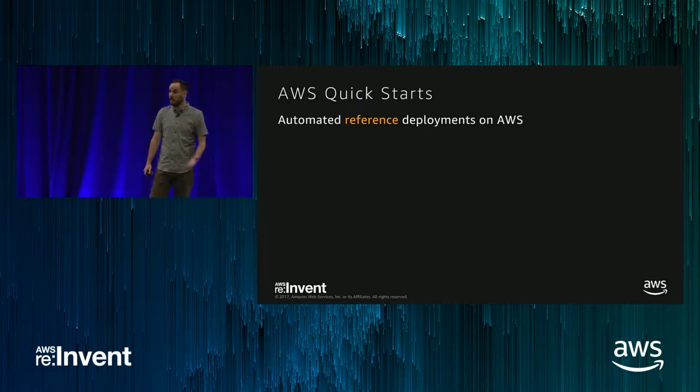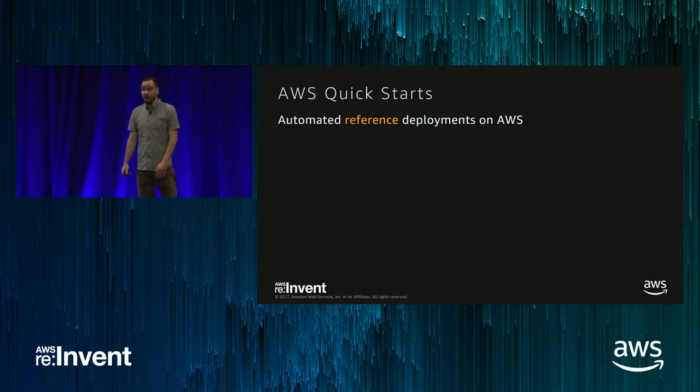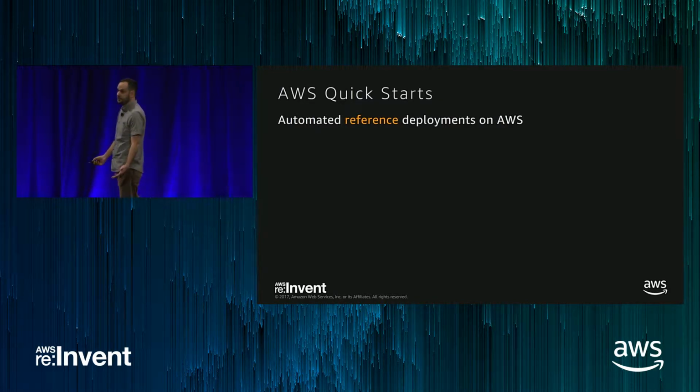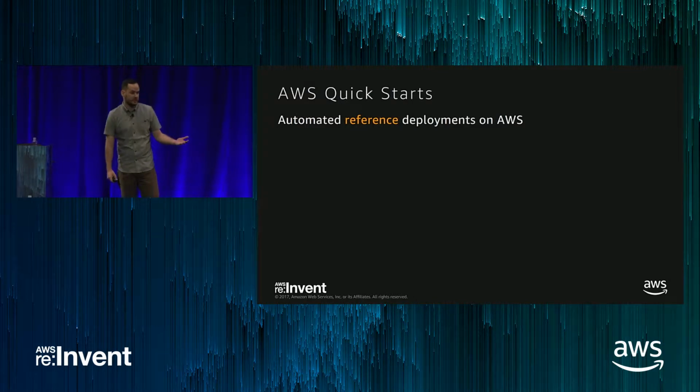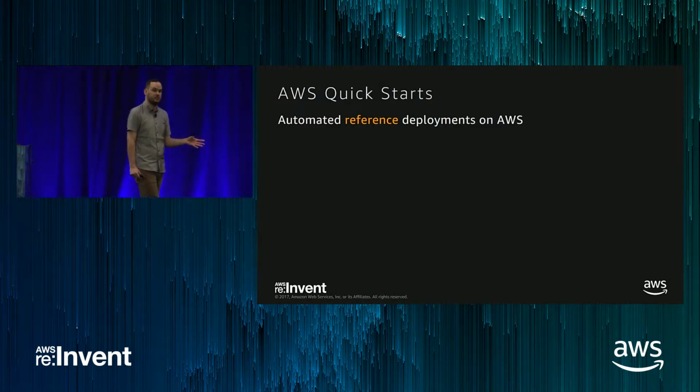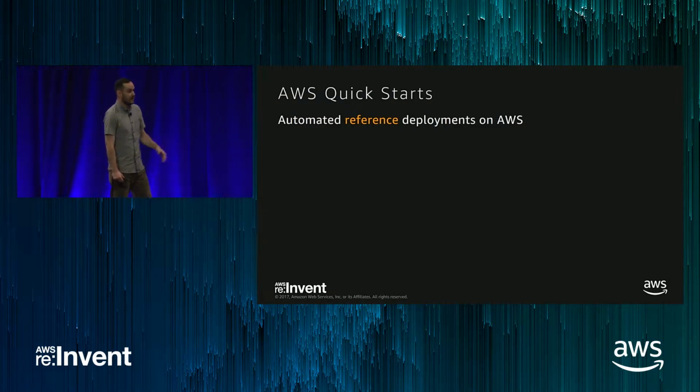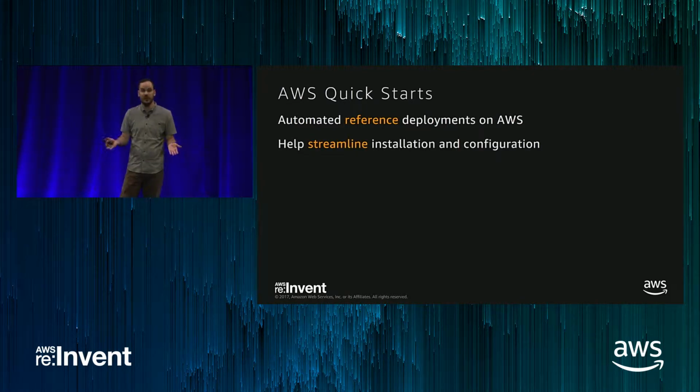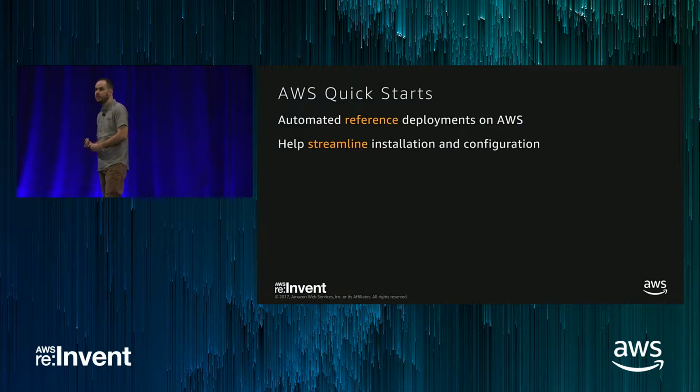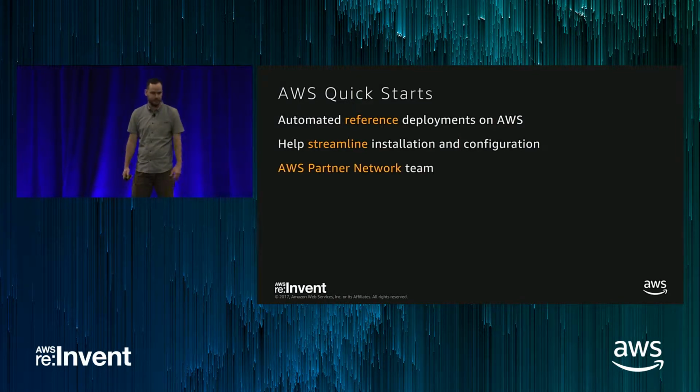So to talk a little bit more about Quick Starts, they're automated reference deployments on AWS. So they have a reference architecture, they have an architectural diagram, a deployment guide, and a set of automated assets to actually help streamline the installation and configuration of key workloads on AWS.